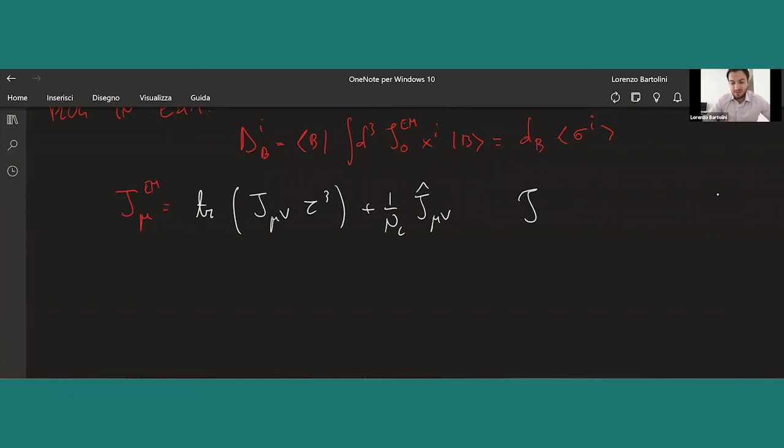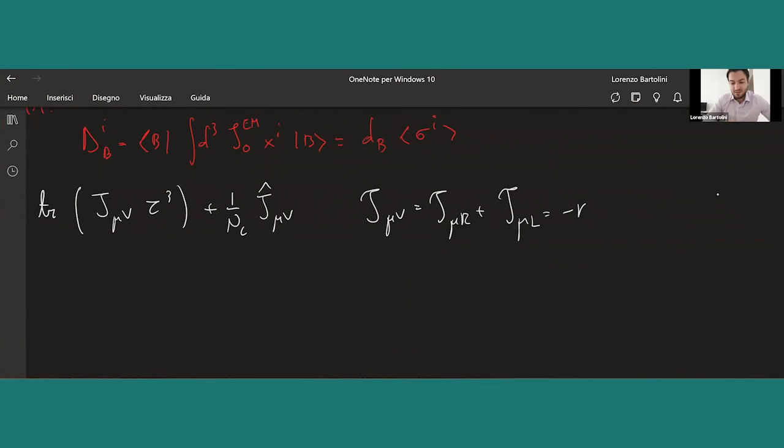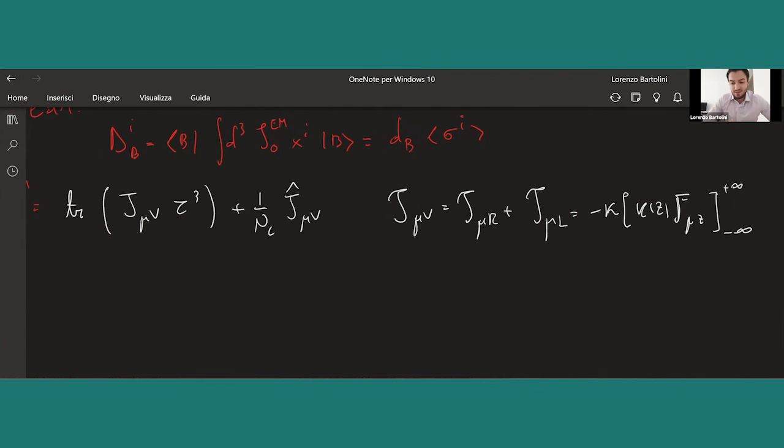And this expression in general, a current J mu vectorial, is given by the sum of the right and left current. Its formula in terms of the supergravity fields is K z F mu z evaluated at plus infinity and minus infinity. Okay, so this is a map between the two objects.